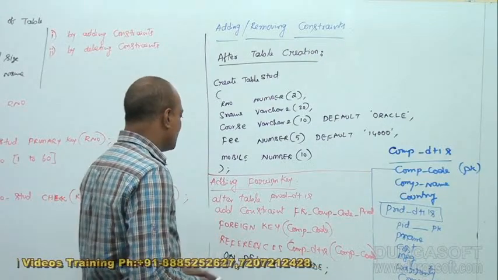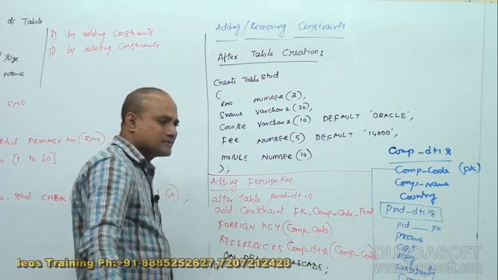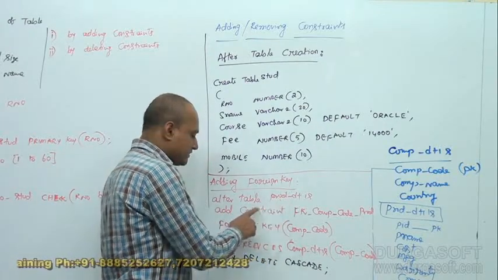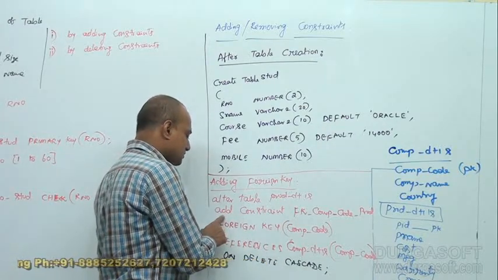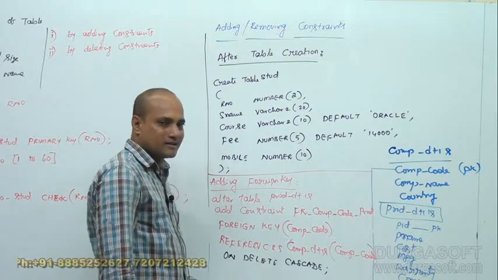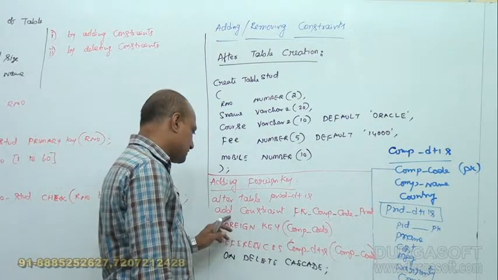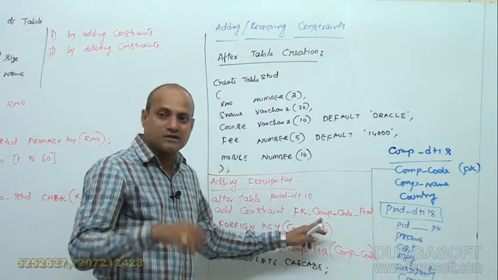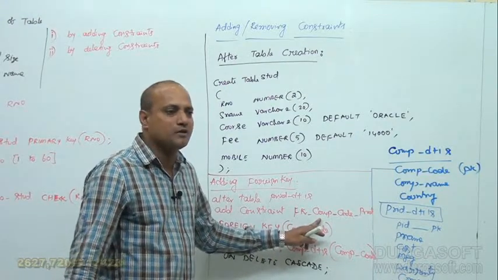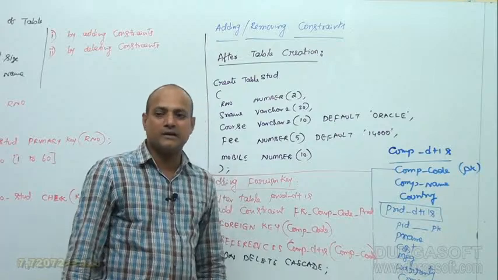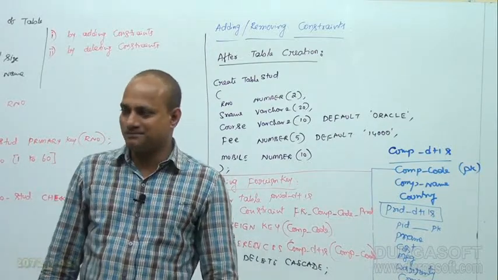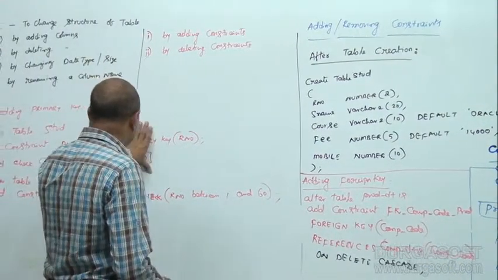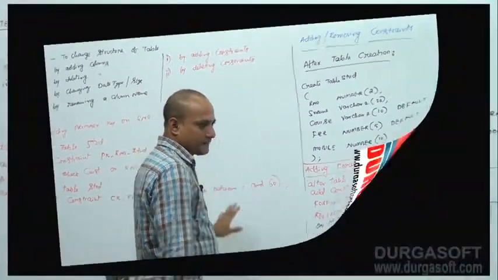Now, how can I drop a constraint? It's very simple. Alter table name. Instead of add constraint, just use drop constraint. Drop constraint and specify the constraint name. Then simply the constraint will be deleted from the particular column. So that's all about the theoretical part. Have a look at the practical session.